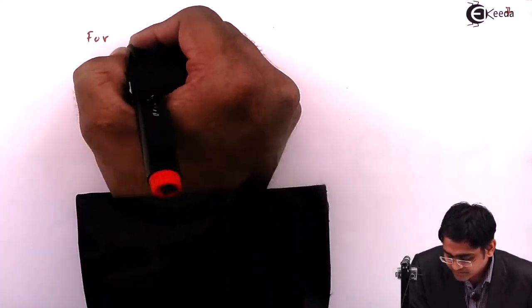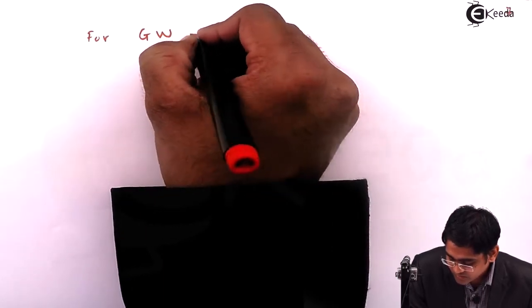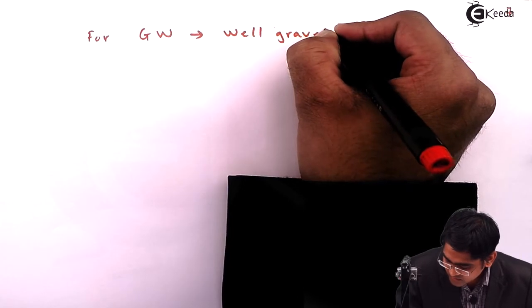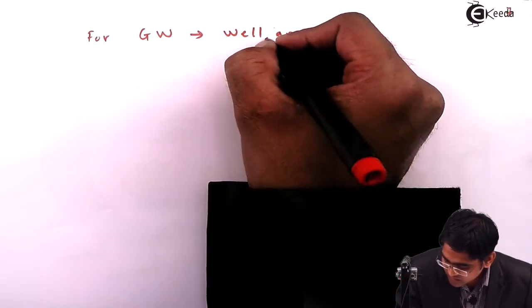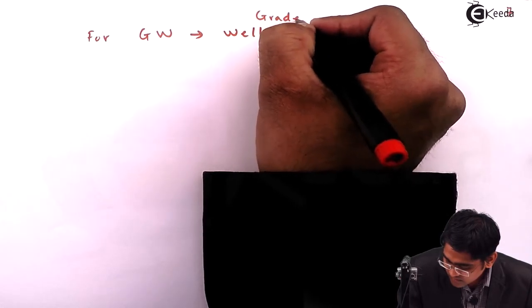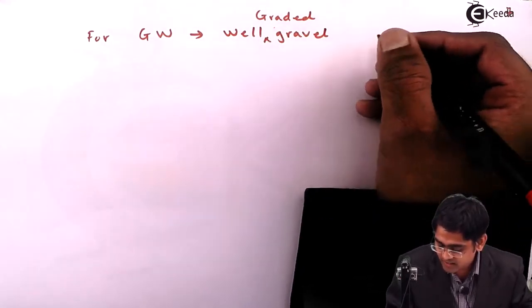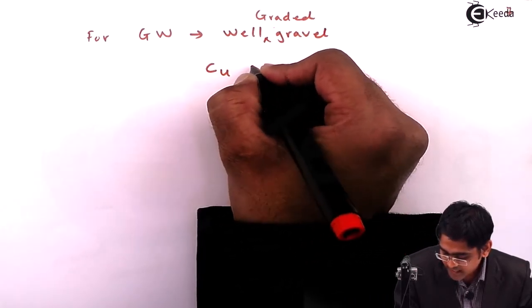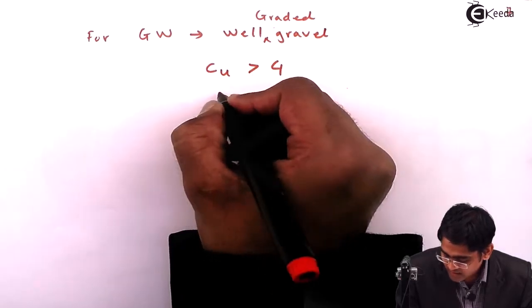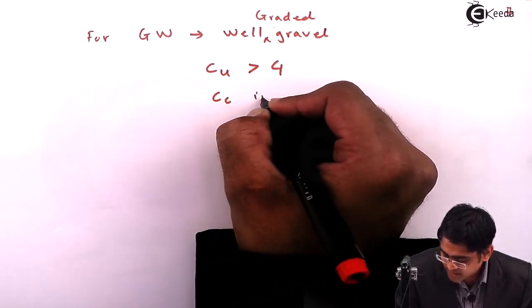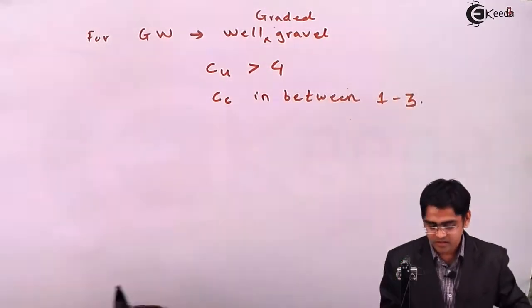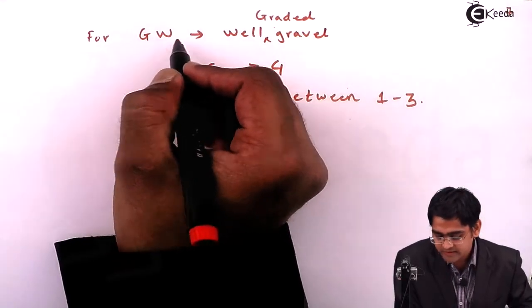So I'll write it over here. For GW, that means for well graded gravel, you must satisfy this condition, that is Cu has to be greater than 4 and Cc has to be between 1 and 3. This condition is a must in order to satisfy GW.